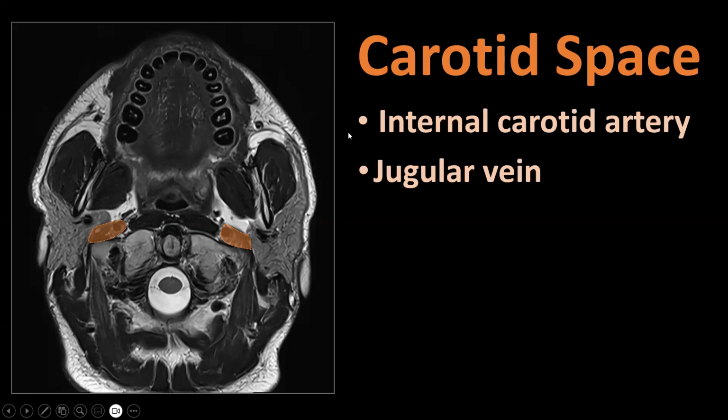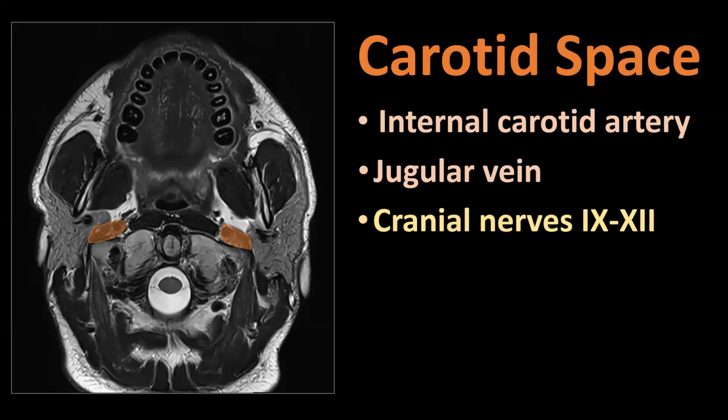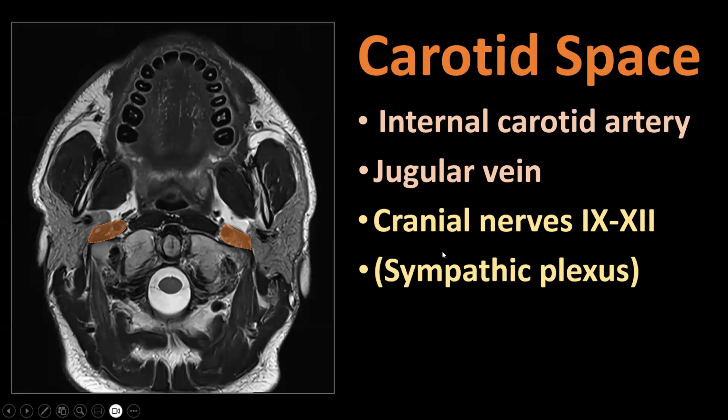So the carotid space contains the internal carotid artery and the jugular vein, so it contains vessels. And what does it also contain? Well, several cranial nerves. It contains cranial nerves 9, 10, 11, and 12. So that would be the glossopharyngeal nerve, vagal nerve, accessory nerve, and the hypoglossal nerve. Sometimes it is said that it contains the sympathetic plexus, but that is not really the case. The sympathetic plexus is located medially of the carotid space and the retropharyngeal space. That is not that important now, so I put it between brackets.